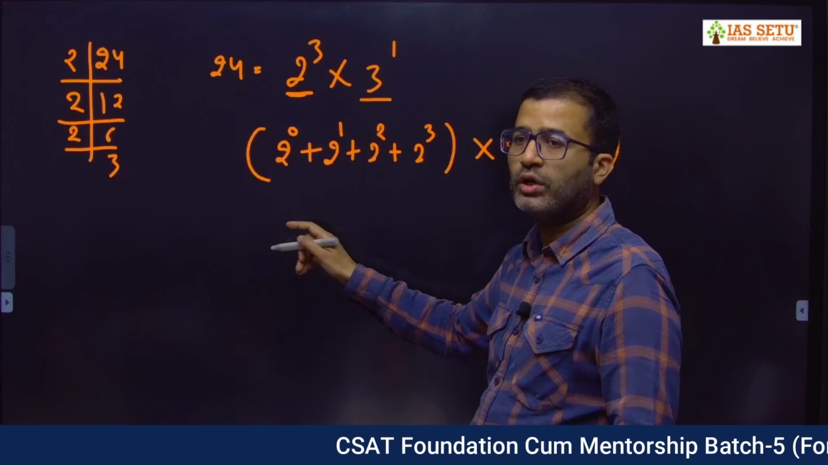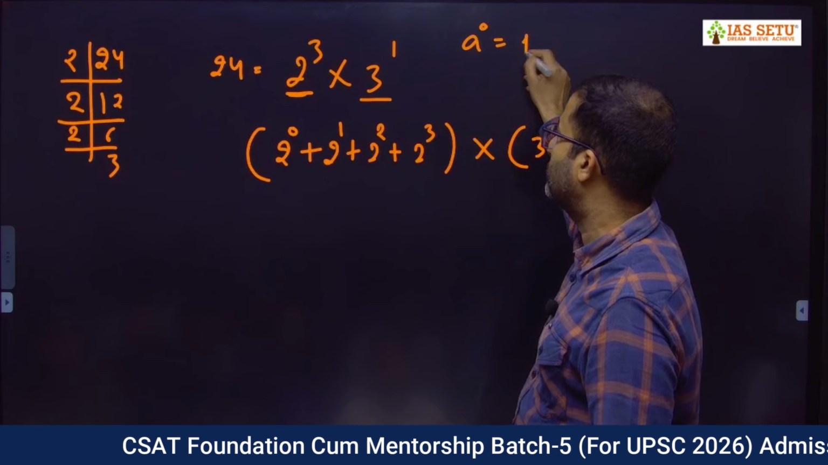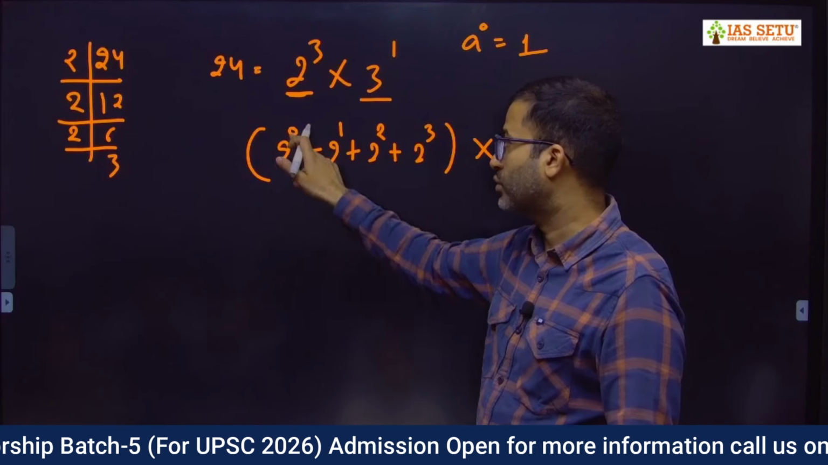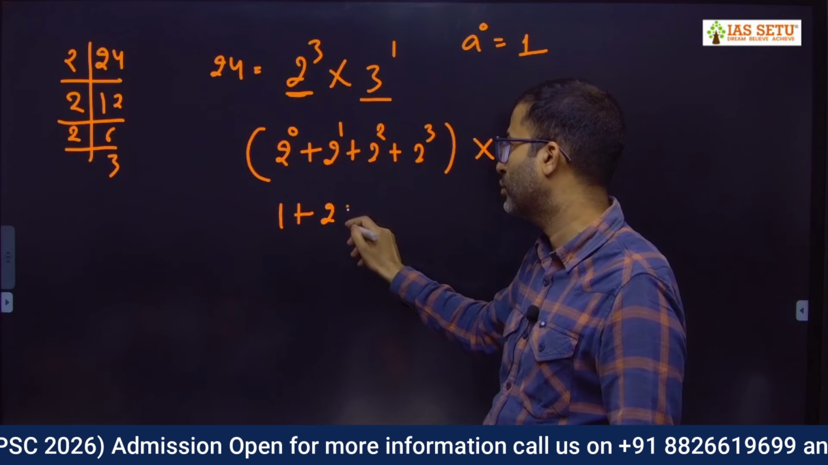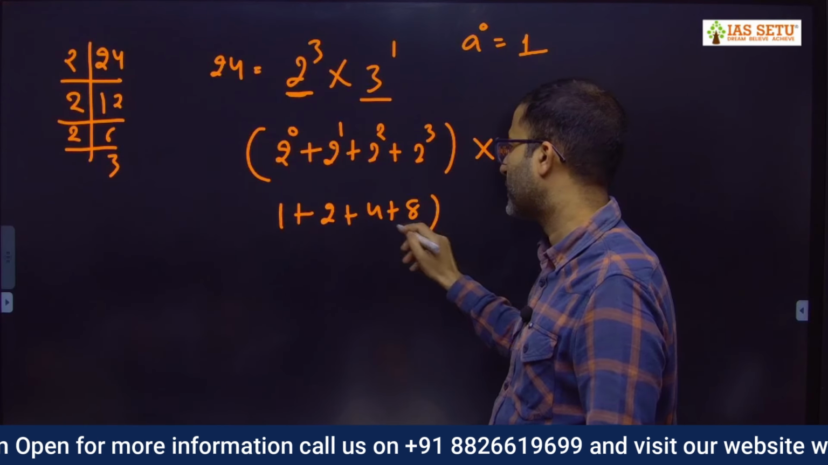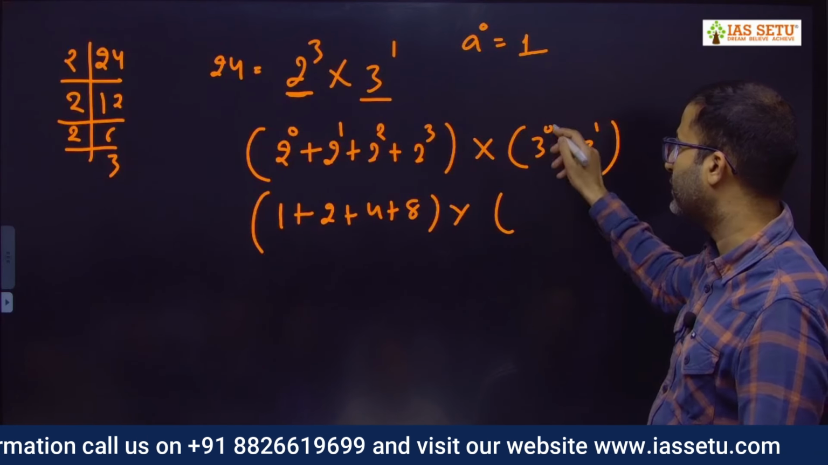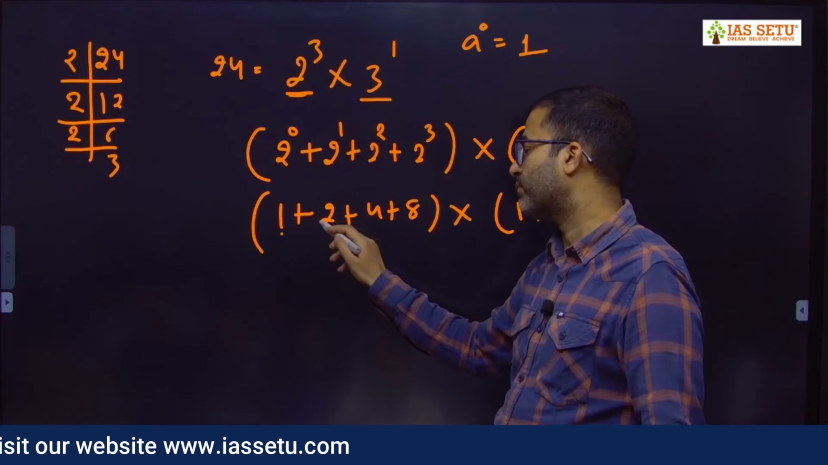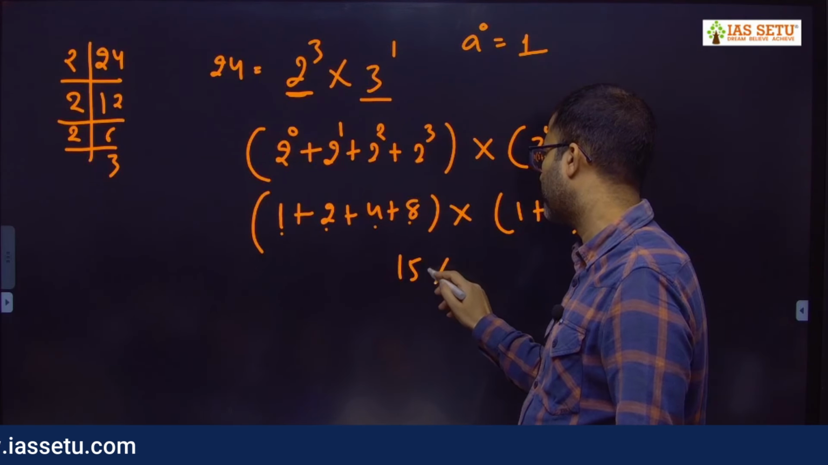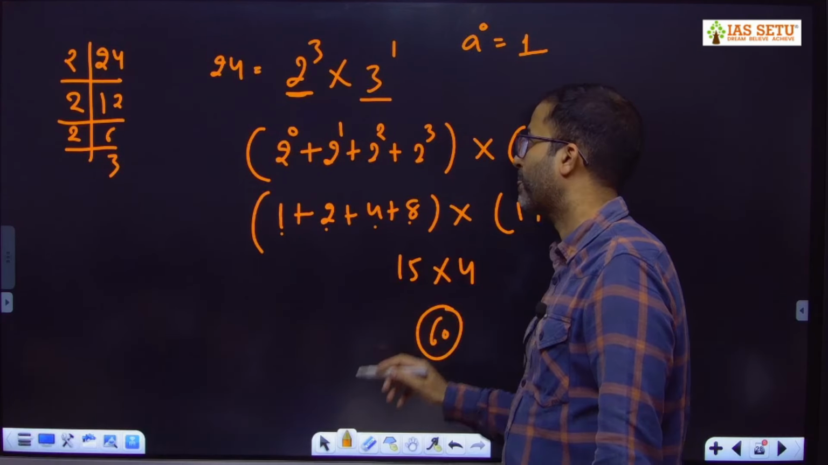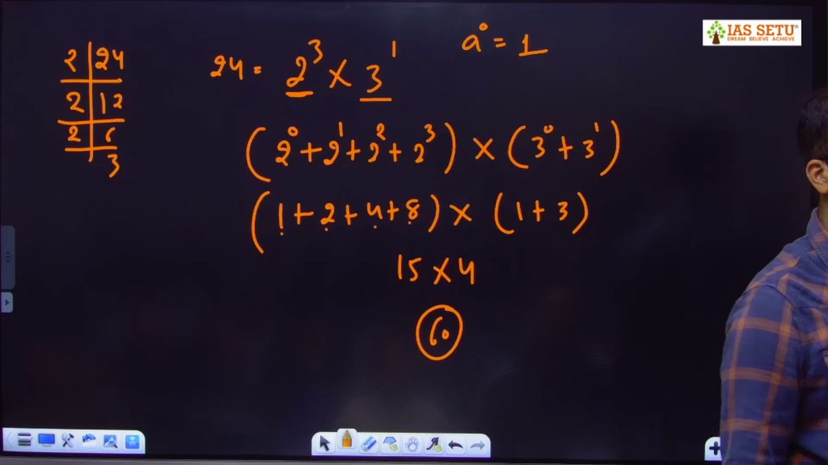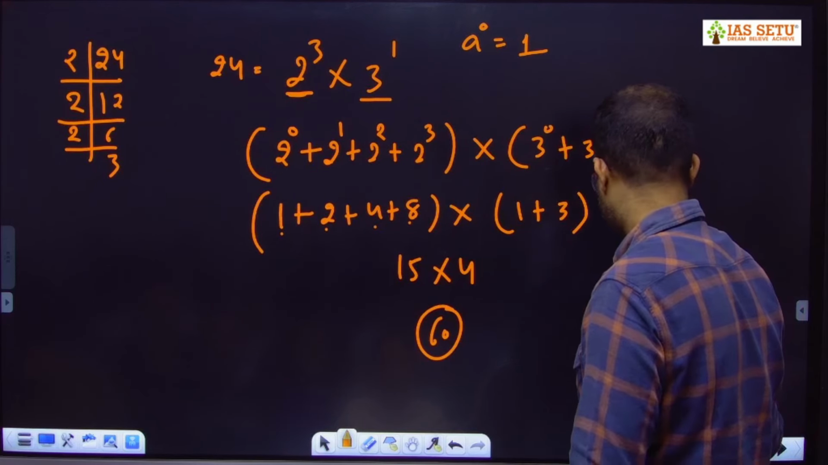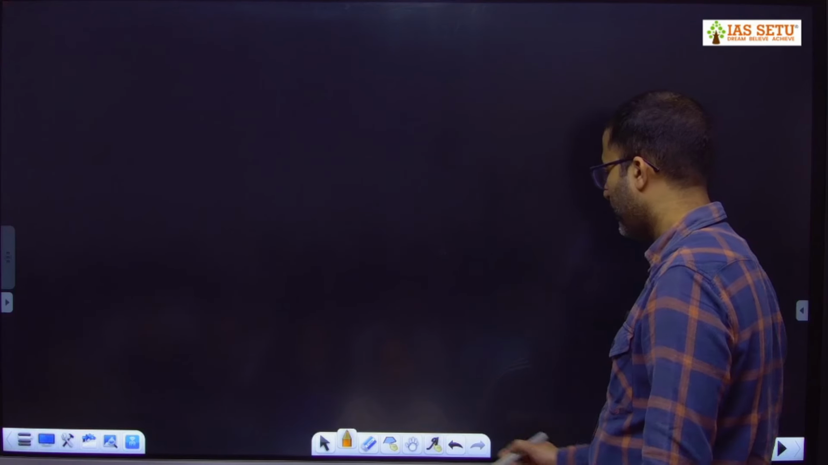2 to the power 0, अच्छा a to the power 0 is 1, 2 की power किसी भी natural number की power 0 is always 1, so this is 1 plus 2 plus 4 plus 8. Whereas in the second bracket 3 to the power 0 is 1, 3 to the power 1 is 3. So it is 1 plus 2 is 3, 3 plus 4 is 7, 7 plus 8 is 15, into 4 is 60. So what is the sum of the factors of 24? We have 60. Not understood? Don't worry. Question number 2.